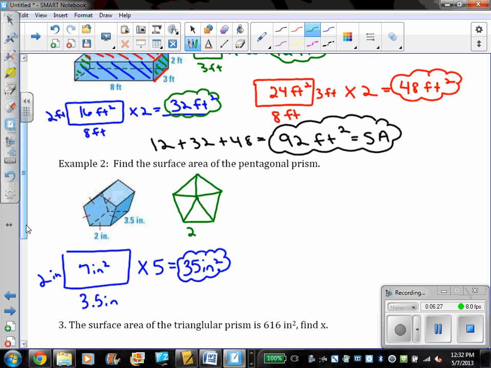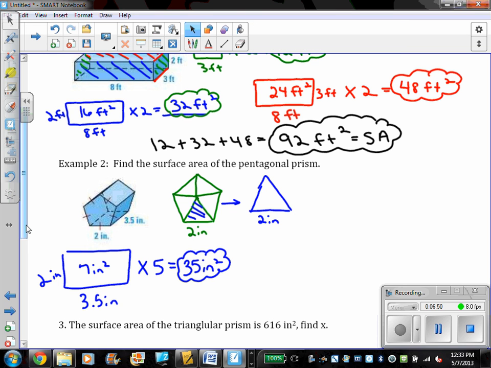I have 2 inches right here, and because I have 5 equal triangles, I definitely need the height of that triangle. So I'm going to use blue here, I think. I'm going to take this triangle out and bring it over here. Now I know this is 2 inches. I need to find this height. That's kind of my issue right now.